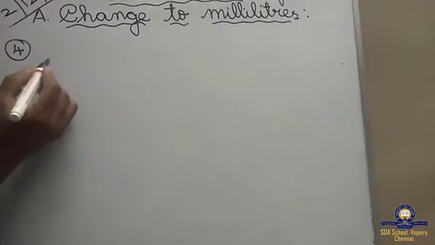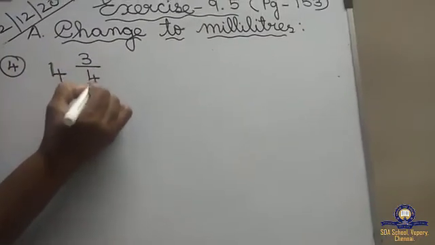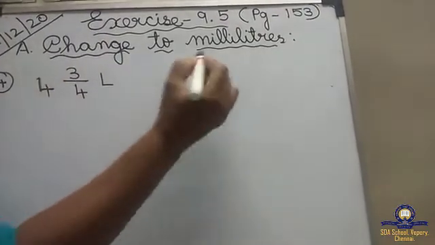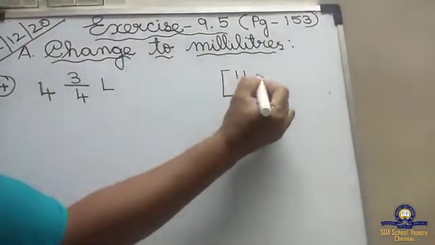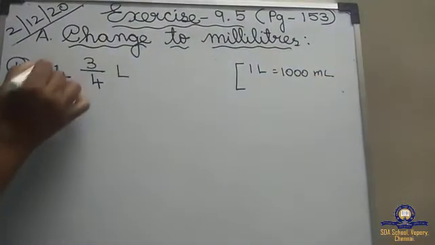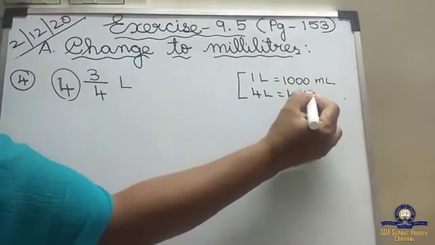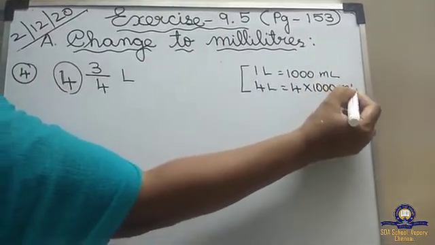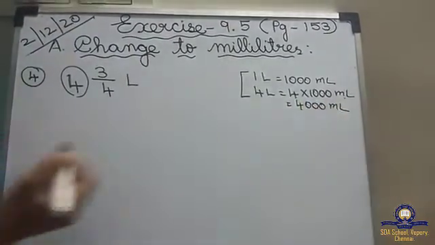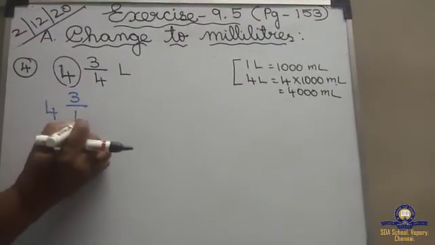Fourth sum. 4 3 by 4 liter. Understood, children? 4 3 by 4 liter. So 1 liter is equal to what, children? 1 liter is equal to 1000 ml. And now we have to find out this 4. So 4 liter is equal to what, children, will come? 4 into 1000 ml. So what answer? 4000 ml.